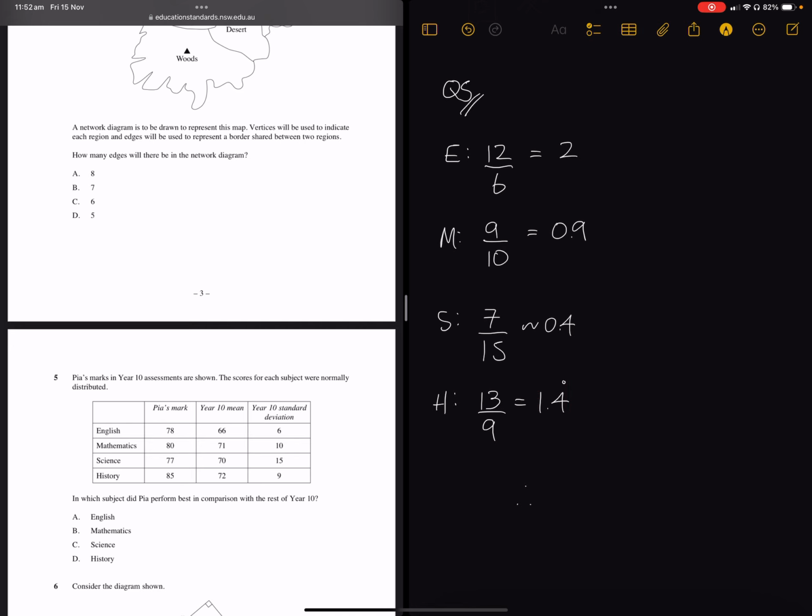So therefore, in which subject did Pia perform best in comparison? She performed comparatively best in English, which is A. So therefore, A is our solution. So these were the solutions for the first 5 questions from the 2024 Standard 2 Maths paper.